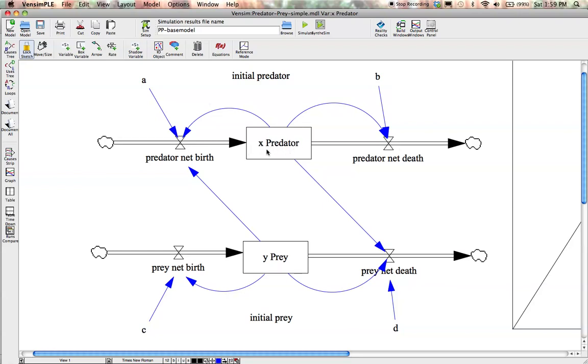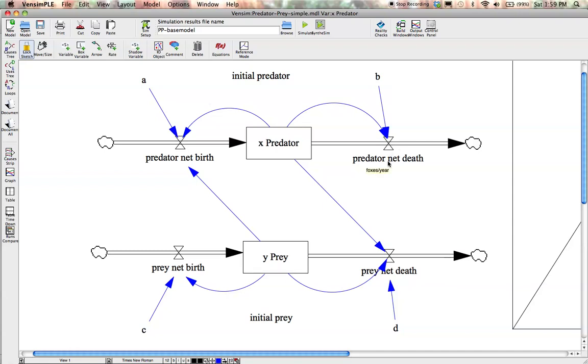So you have a predator and a prey, and these are two stocks. Let's take a look at what goes into the predator. The predator has a birth rate, which we're calling predator net birth here in the model, and it's got a death rate defined by predator net death. There's an initial predator population, and there are rates A and B that come into feeding the births and the deaths of the predator.